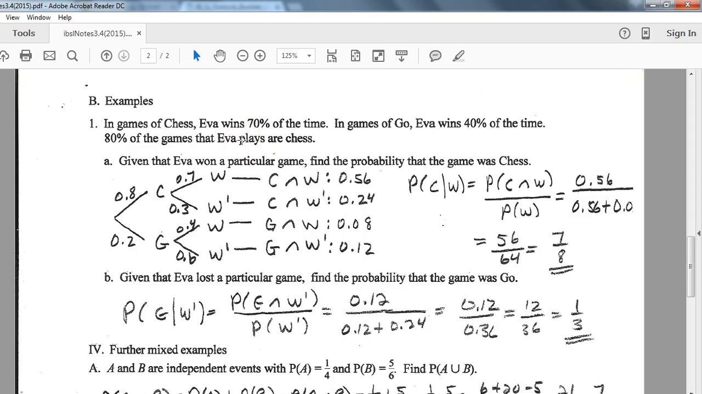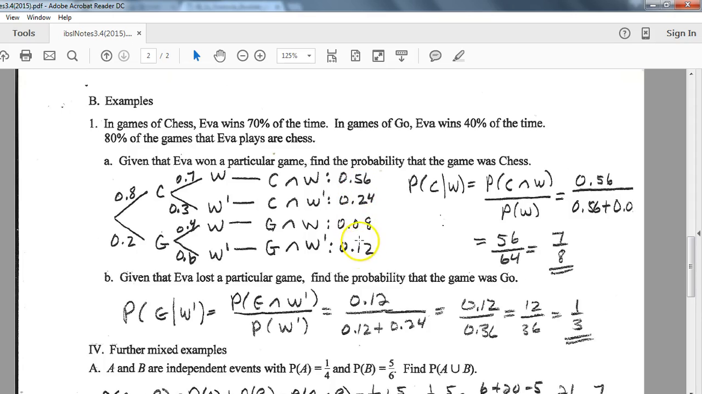So notice that there are 2 events taking place. The first one is which game are we playing? So 80% that it was chess, 20% that it was Go. So that's the first event. My second event is whether or not she wins. So they said there was a 70% chance that she wins chess, which must mean that there's a 30% chance that she does not win. 40% on Go, so 60% that she does not win at the game of Go. So this is really important that you get a good tree diagram for some of these problems. That will really help you out.